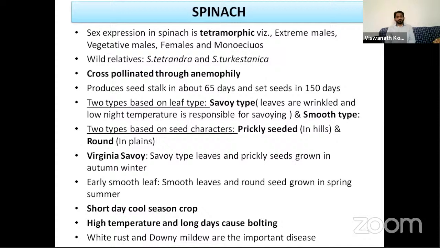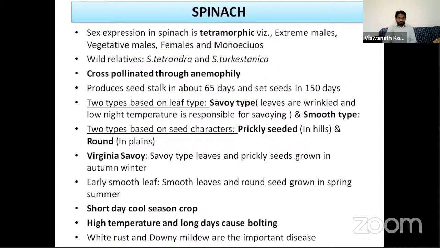Based on the seed characters, again, spinach is of two types: prickly seed, which is produced in the hills, and round seed, which is produced in the plains. Virginia Savoy is a Savoy type spinach variety. It is grown in winter because low temperature is required for the savoying of leaves. And Early Smooth Leaf is a summer variety. Spinach is a long day cool season crop, and high temperature causes bolting. High temperature and long days cause bolting in spinach.